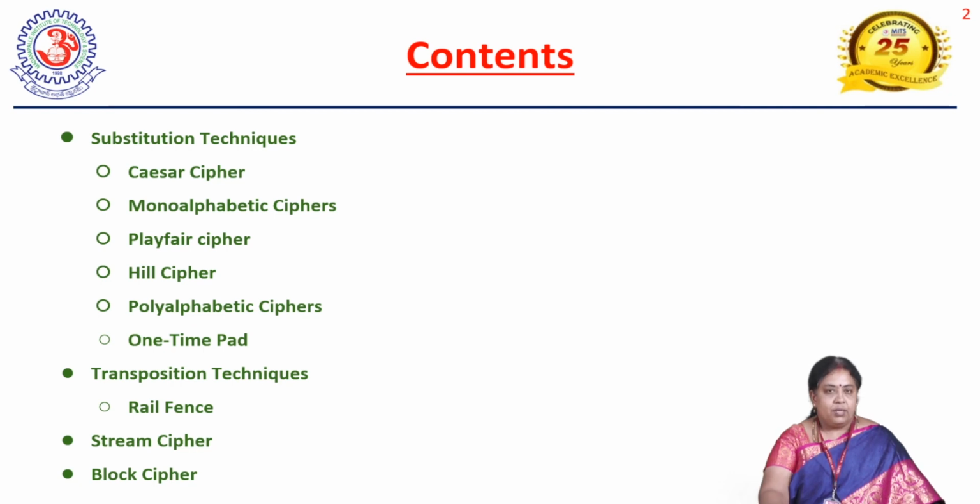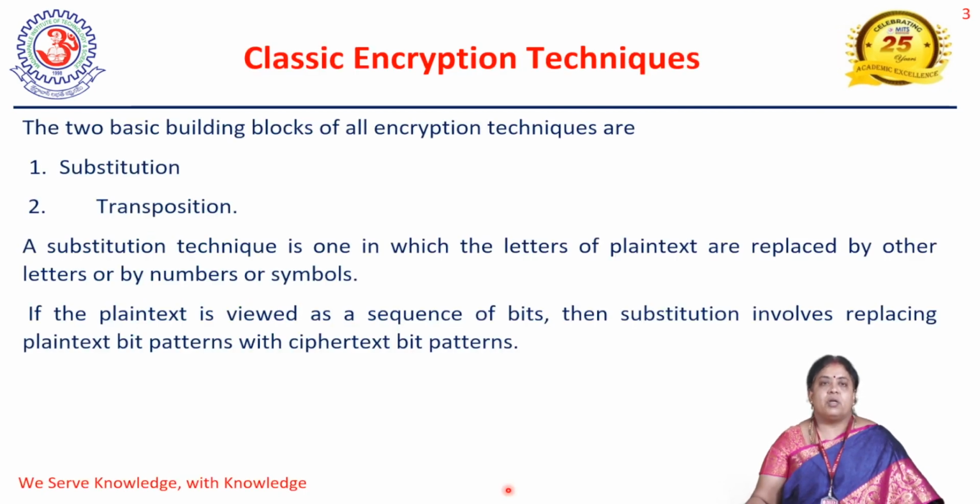Actually, we all know that cryptographic algorithms are of two types. One we call symmetric, and the other is called asymmetric. Symmetric means we are using only one key for both the encryption and the decryption process. Whereas in asymmetric, we are going to use a pair of keys. One key is used for encryption, and another key is used for decryption.